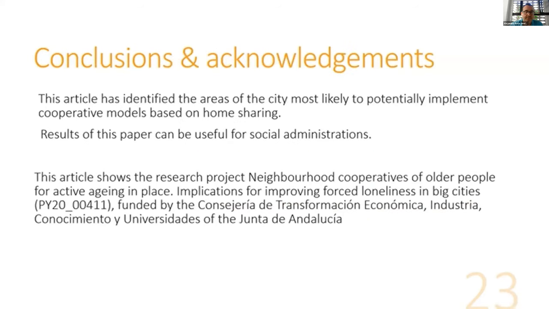This article focuses on the problem of how to identify the areas of the city most likely to potentially implement a cooperative model based on home sharing, with a methodology based on the superposition of two proposed systems of indicators. This article shows the research project Neighborhood Cooperative for Older People for Active Aging in Place: Implications for Improving Living in Big Cities, funded by the Consejería de Transformación Económica, Industria, Conocimiento y Universidades de la Junta de Andalucía.